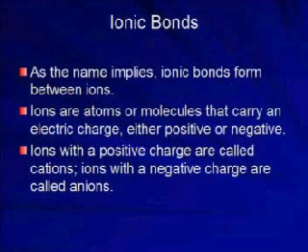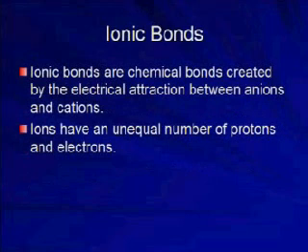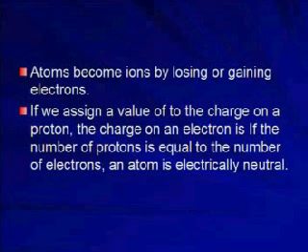Ionic bonds. As the name implies, ionic bonds form between ions. Ions are atoms or molecules that carry an electrical charge, either positive or negative. Ions with a positive charge are called cations. Ions with a negative charge are called anions. Ionic bonds are chemical bonds created by electrical attraction between anions and cations. Ions have an unequal number of protons and electrons. Atoms become ions by losing or gaining electrons.